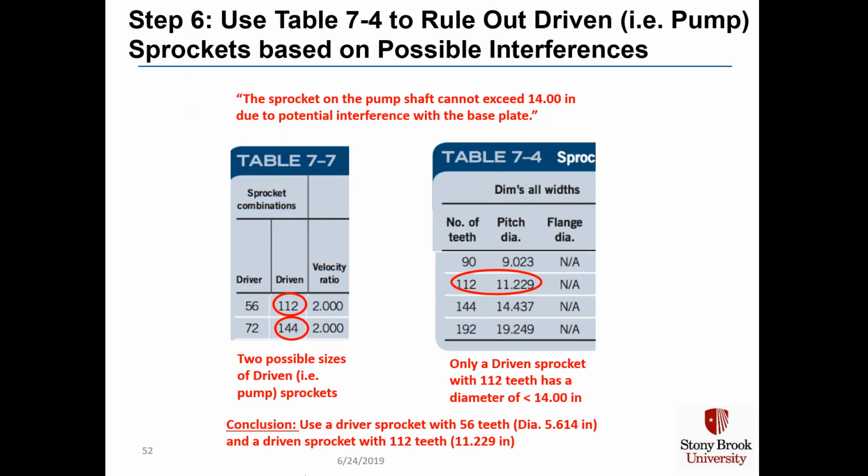We now use table 7-4 to rule out the driven sprockets based on possible interferences. And that's because the sprocket on the pump shaft cannot exceed 14 inches due to potential interference with the base plate. We could possibly use driver 72 and driven sprocket 144, but driven sprocket 144 has a pitch diameter of 14.437 inches, which is greater than 14. Thus, we are left with the only solution being a driver sprocket with 56 teeth and a driven sprocket with 112 teeth.